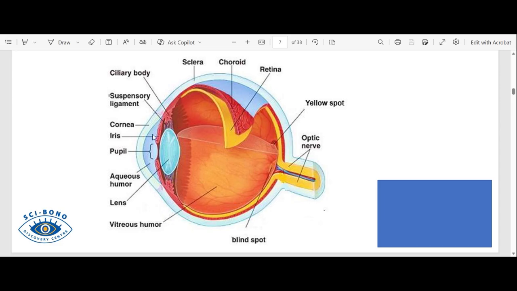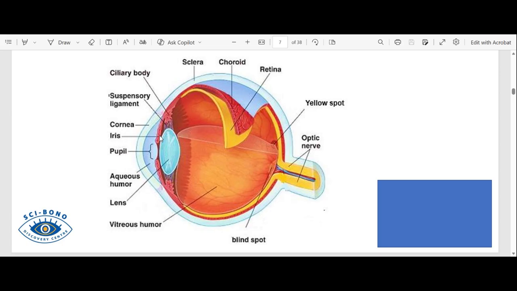Okay? Now let's move from this fluid. There's this part, this pigmented part, right? This one is pigmented. If you can follow my pointer, pigmented part. This pigmented part is called what? The iris. The iris. Right?